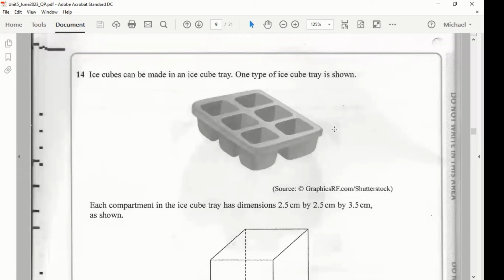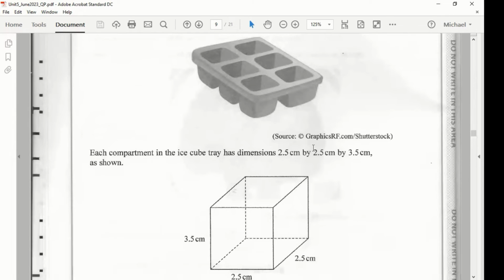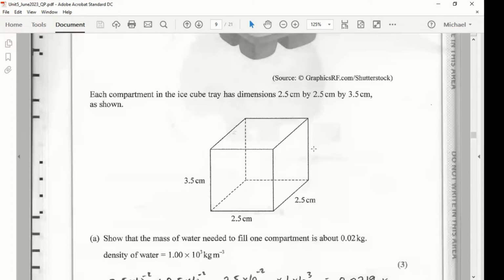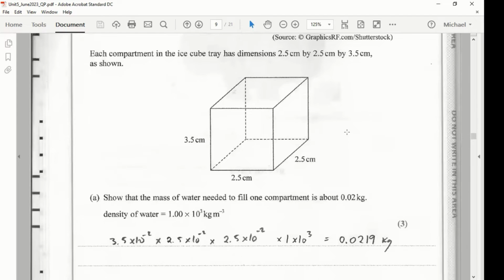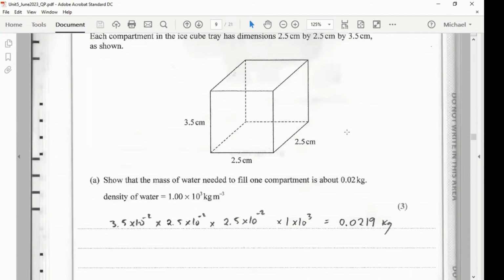Question 14. Ice cubes can be made in an ice cube tray. One type of ice cube tray is shown. Each compartment in the ice cube tray has those dimensions, as shown. Show that the mass of water needed to fill one compartment is about that number. Not entirely sure what this is doing in an A2 exam paper. This is really a year 10 IGCSE question, isn't it? I mean, my goodness me.